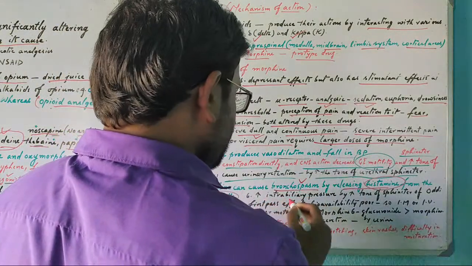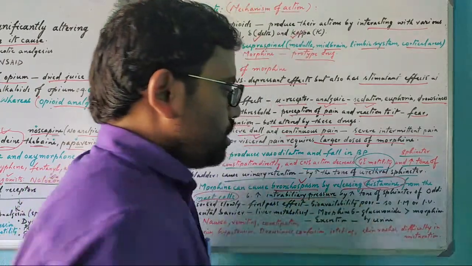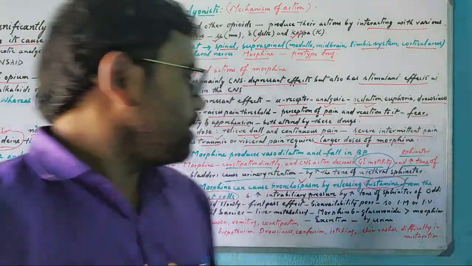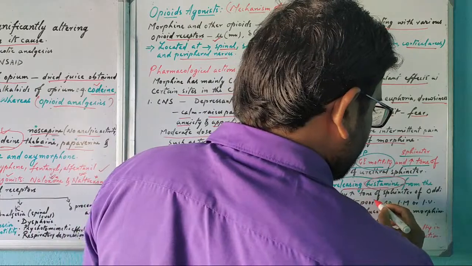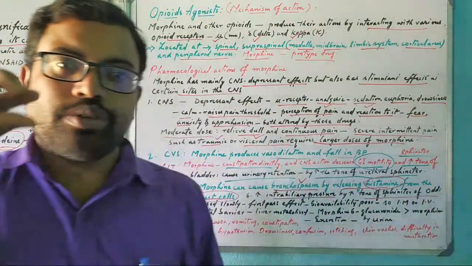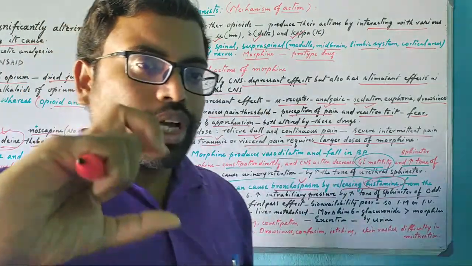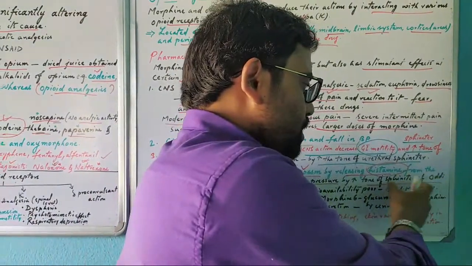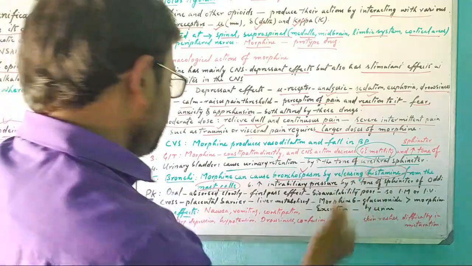And the sixth one is intrabiliary pressure. Intrabiliary means the biliary duct is there, and in it morphine will produce pressure by increasing the tone of the sphincter of Oddi. That sphincter which closes the biliary bladder is called the sphincter of Oddi, okay, so that tone will be increased.